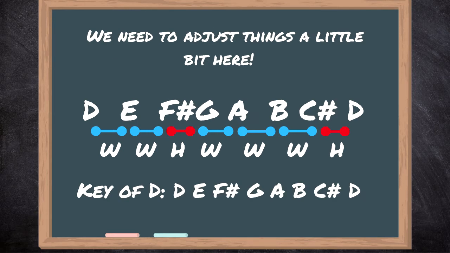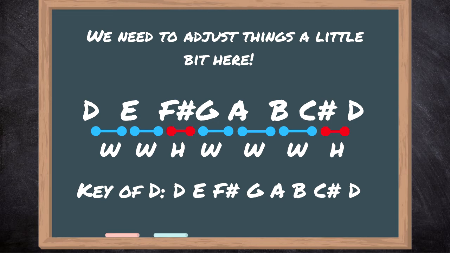So we got D to E is a whole step. E to F sharp is now a whole step. Then F sharp to G gives us our half step. Then G to A is a whole step. A to B is a whole step. Then B to C would be a half step, but that's not going to work because we need a whole step. So we had to make C, C sharp. So B to C sharp is now our last whole step. And then C sharp to D is a half step. So we had to sharpen the F and the C. So the key of D goes D, E, F sharp, G, A, B, C sharp, and D.